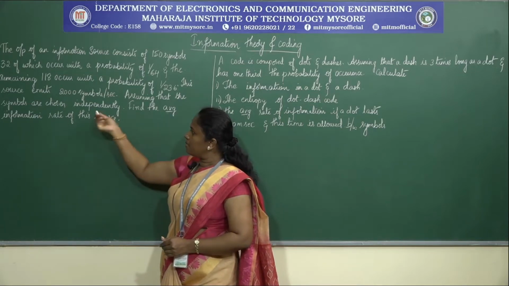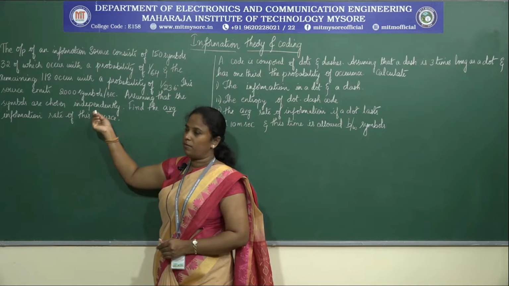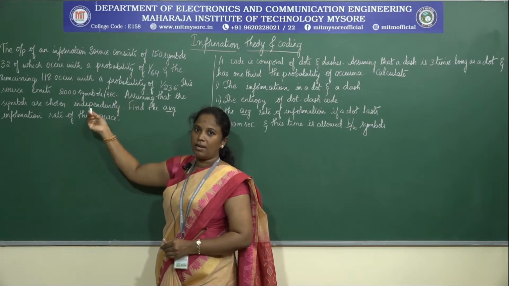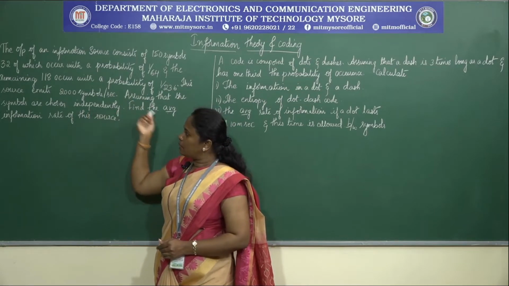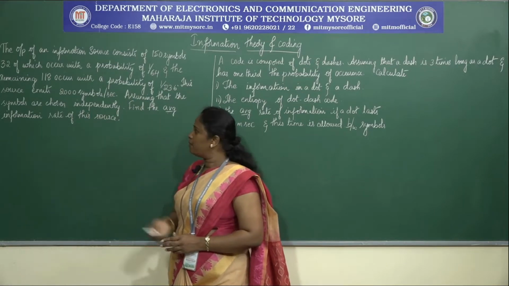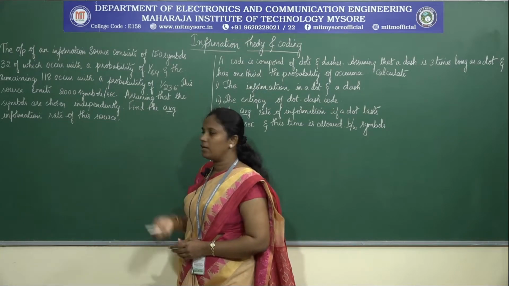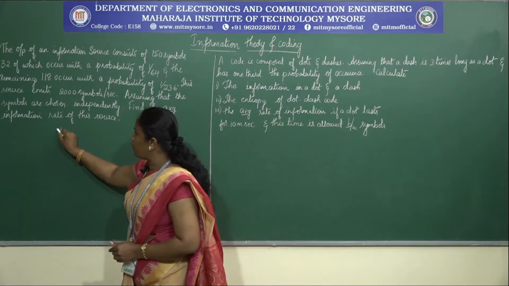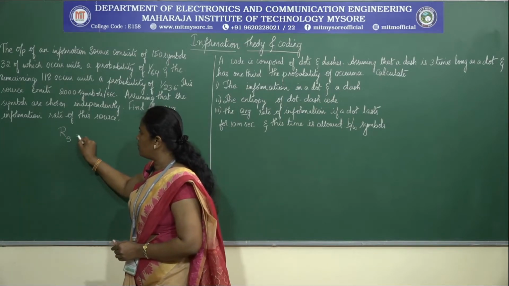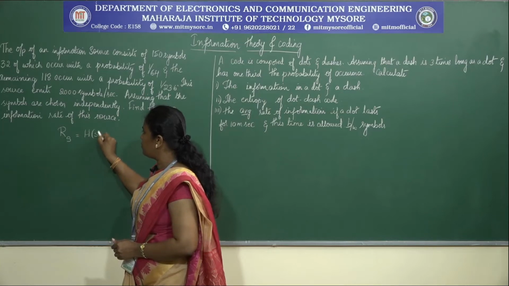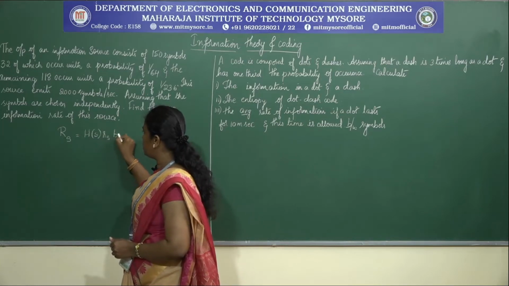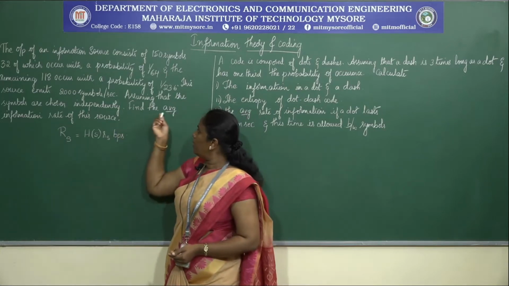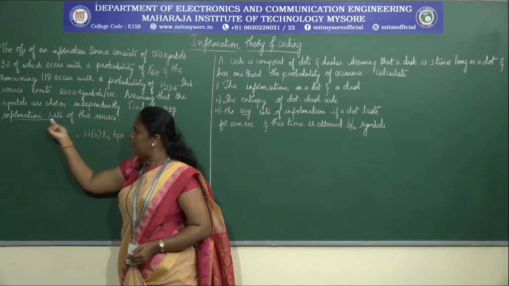So here it is an independent sequence that we are considering. That means the symbols are emitted independently and we need to find the average rate of this information source. We already know that to find the average information rate we require the formula Rs is equal to H of S into Rs bits per second. This is the formula we require to calculate the average information rate.